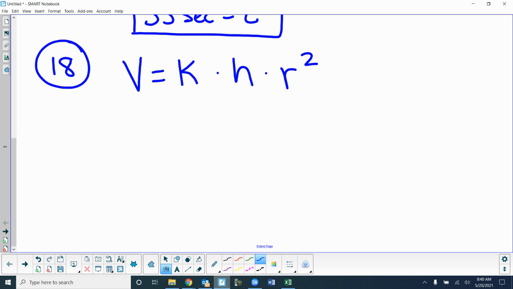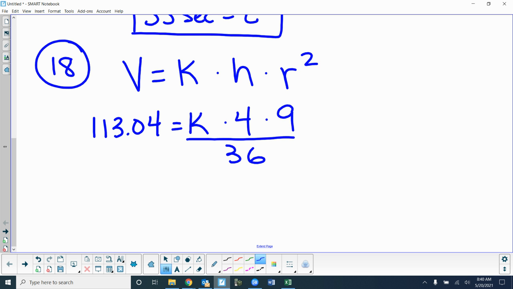So it says volume is 113.04 when the height was 4 and the radius squared was 9. So 4 times 9 is 36, so I'm going to divide by 36, and you get 3.14. So what's the K actually? What symbol would we actually use? Pi, yeah. Right, but we're not really using it.